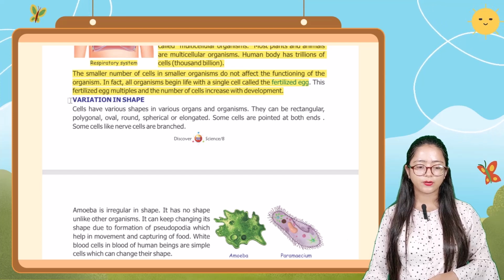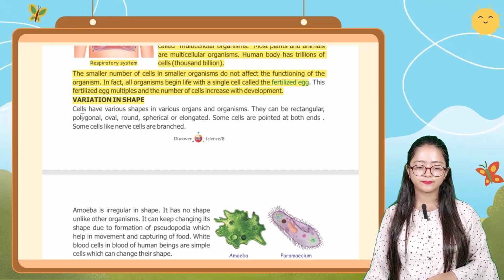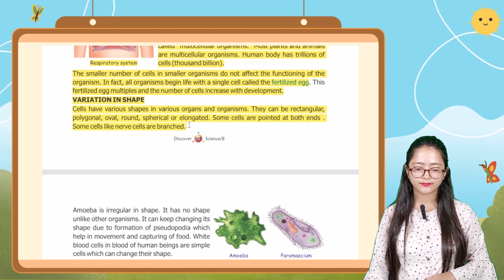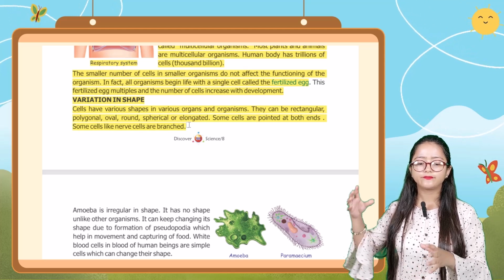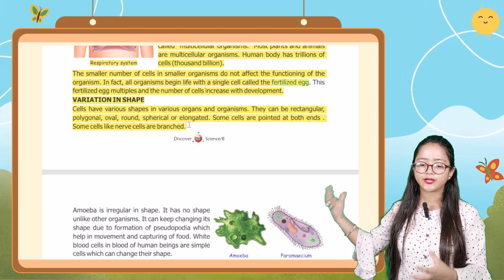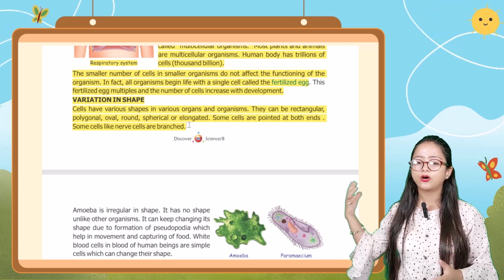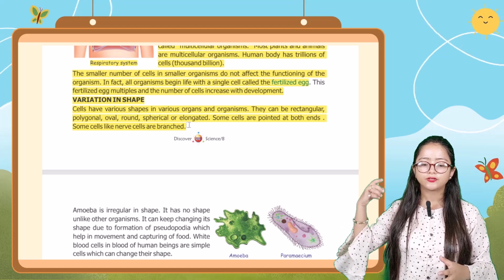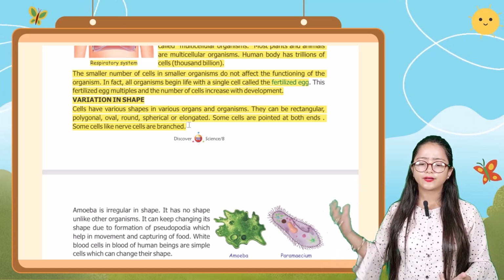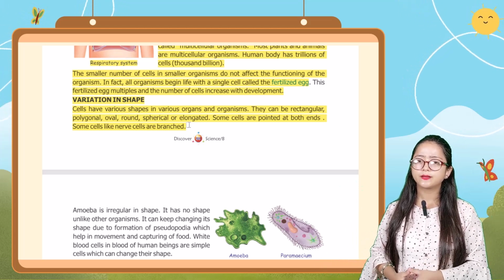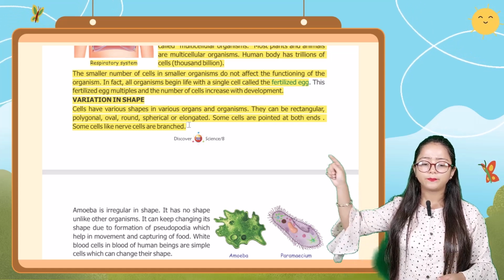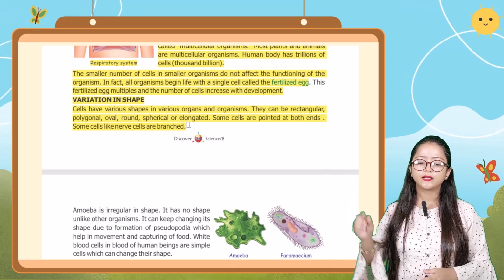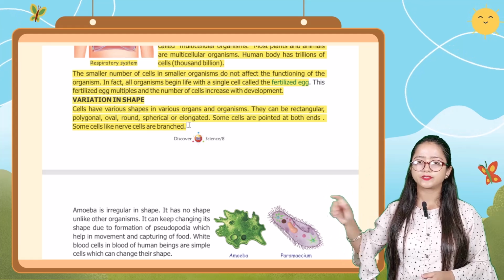Now let's talk about variation in shape. Cells have various shapes in various organs and organisms. They can be rectangular, polygonal, oval, round, spherical, or elongated. Some cells are pointed at both ends. Some cells, like nerve cells, are branched.